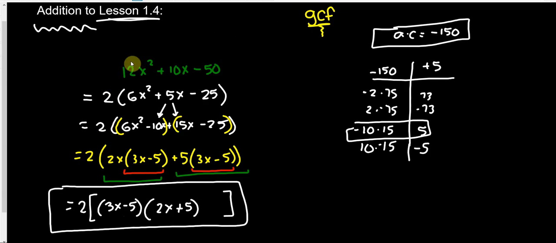Good question here would be, would it still work if I didn't pull out the greatest common factor? Yeah, absolutely. This 2 would be distributed into one of these. You would get an answer like 6x minus 10 times 2x plus 5. Or you might have gotten 3x minus 5 times 4x plus 10. The 2 would have been distributed into one of those two binomials. But you would have had to deal with much larger numbers.